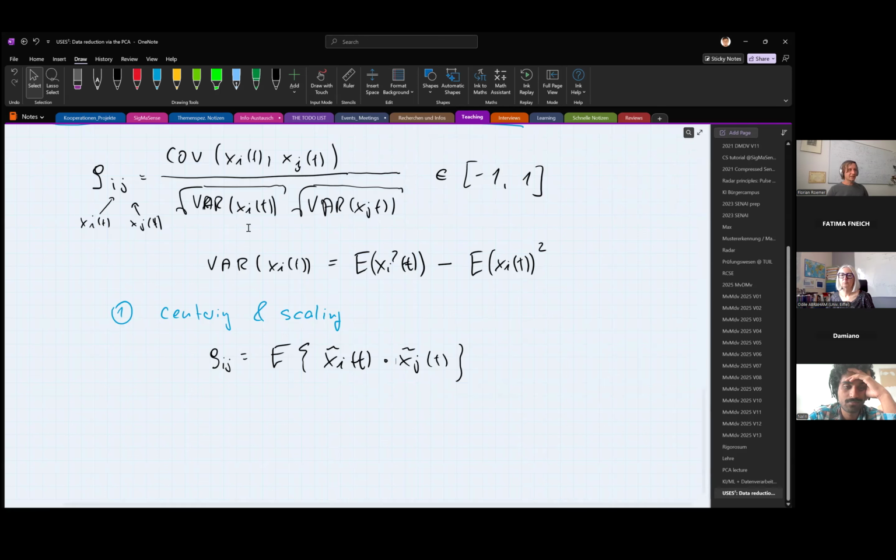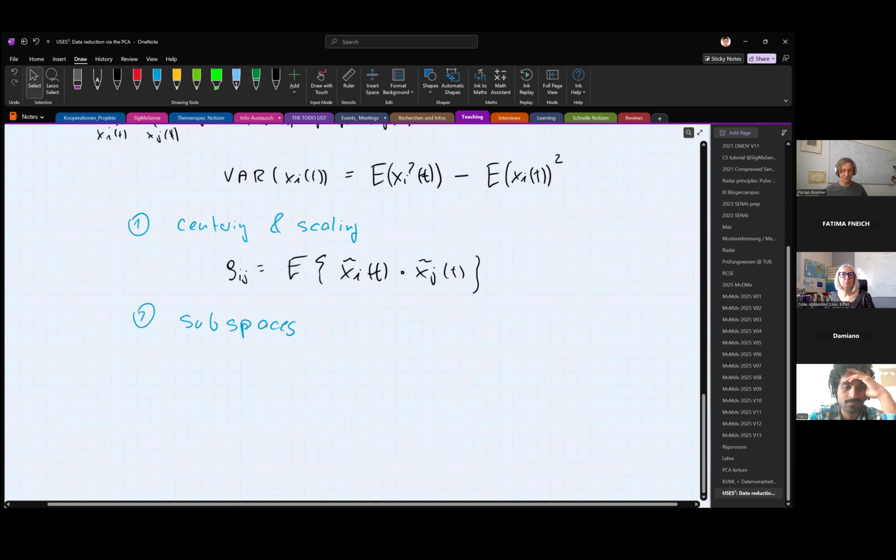Okay, now we have this, and now we need to actually work with this matrix and estimate the subspaces. And for this, I was planning a very short recap of the basics of linear algebra. But I'm trying to keep it short because I don't want to bore you too much with this.